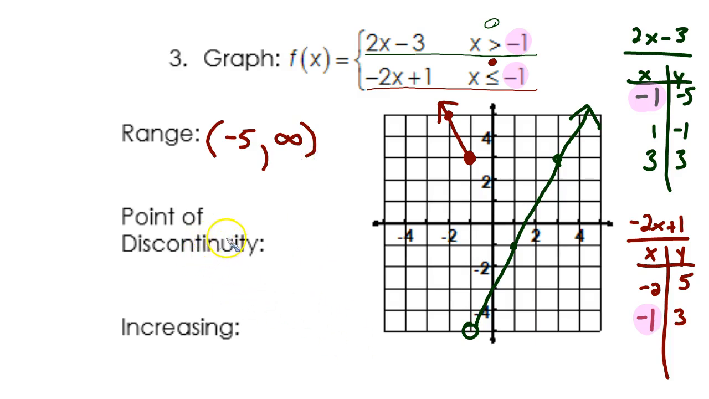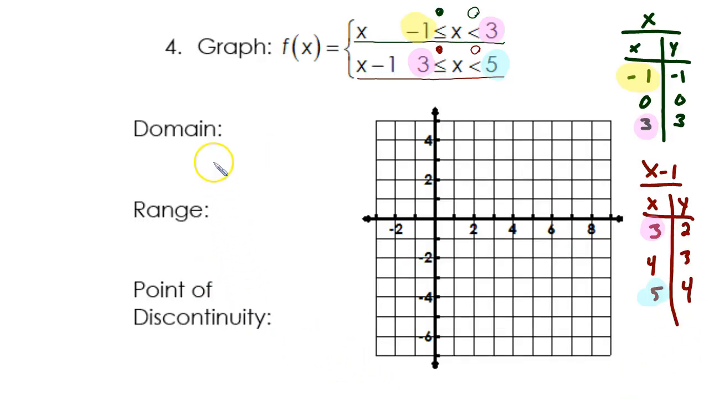Where is there a point of discontinuity? Where does the graph jump? Where is it discontinuous? Right here, from left to right, this stops, there's a big gap, and it starts again down here. So -1, or x equals -1, is the point of discontinuity. Where is this function increasing? Well, it's decreasing to x equals -1. It starts increasing at x equals -1. So from -1 to forever, which we use infinity to represent.